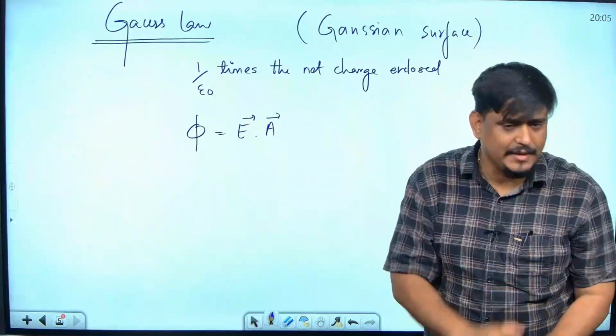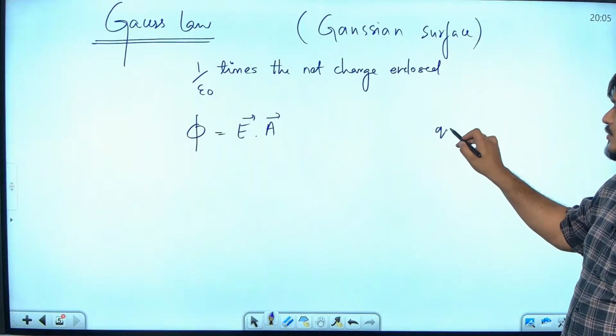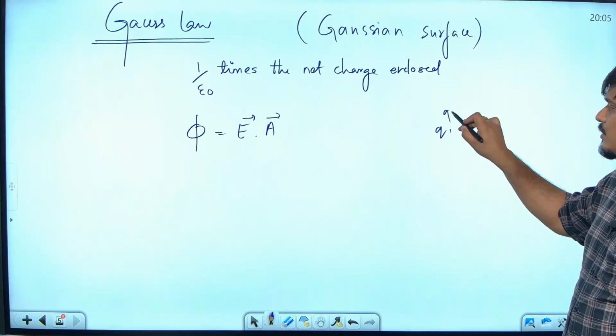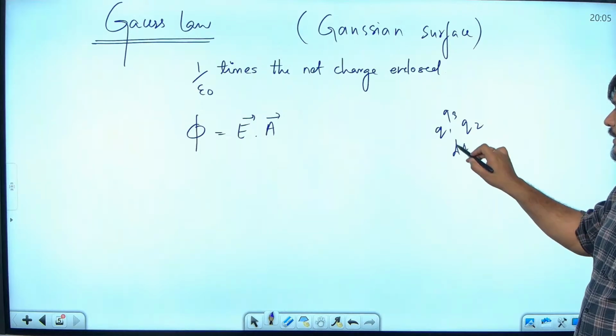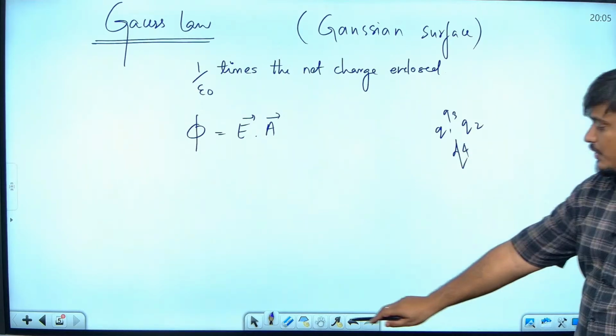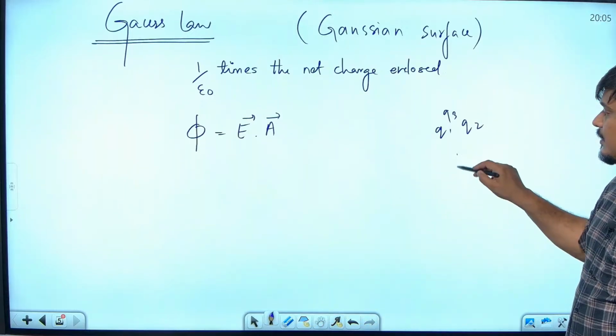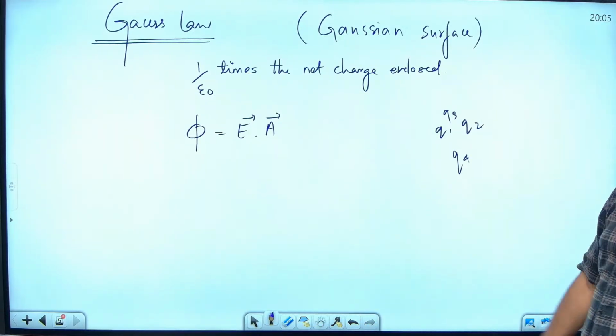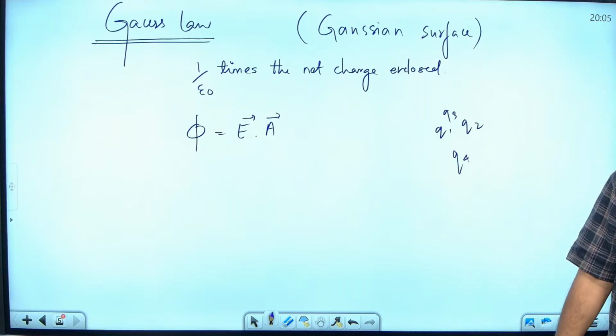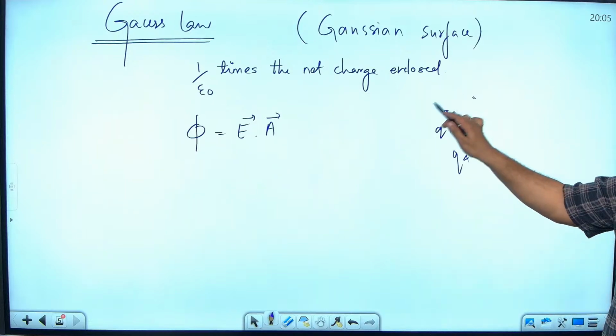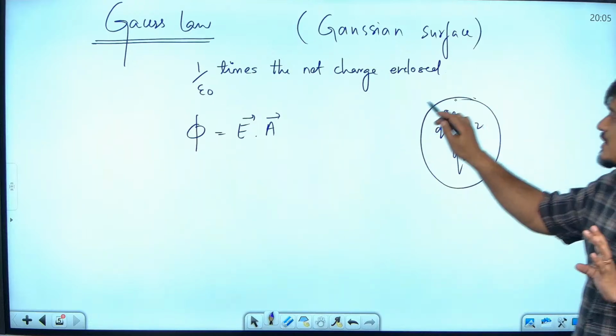And what did he say? Suppose you have some charges, suppose Q1, Q2, Q3, Q4, then what you do? You enclose all these charges by using an imaginary surface. It can have any shape, cylindrical, cubical, spherical, but the condition is it should enclose all the charges.